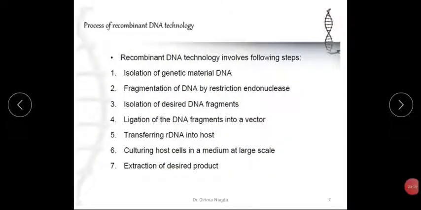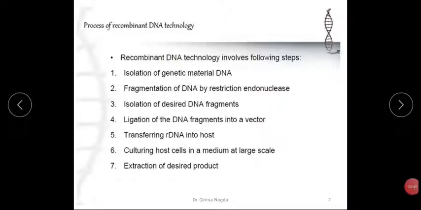Now these are the 7 steps which are involved in the recombinant DNA technology. First, सबसे पहले हम आइसोलेट करते हैं जेनेटिक मटेरियल को. देन हम उस जेनेटिक मटेरियल को हमें काटना पड़ता है रेस्ट्रिक्शन एंजाइम से जो कि रेस्ट्रिक्शन एंडोन्यूक्लियसेस यूज़ किए जाते हैं. फिर उस फ्रेगमेंटेड डीएनए सेगमेंट को अलग करना, आइसोलेट करना. उसके बाद लाइगेशन मीन्स जॉइनिंग that DNA fragment into the vector में जाने के बाद उसे ट्रांसफ़र करना. Now it's an rDNA, उसको होस्ट में ट्रांसफ़र करना.